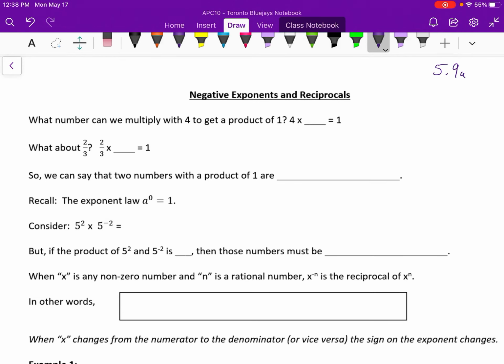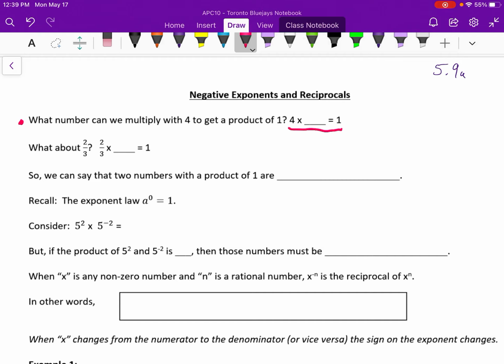We're going to look at the connection between negative exponents and reciprocals. First, we have to go through some ideas that are really important with exponents. Now, right here, what number can you multiply with 4 to get a product of 1? In other words, 4 times what is 1? Similarly, what about 2/3? 2/3 times what number is equal to 1? Well, in both cases, you have to consider the reciprocal.